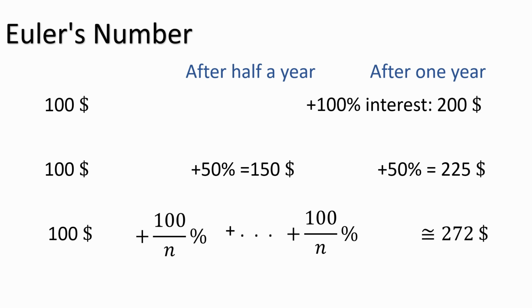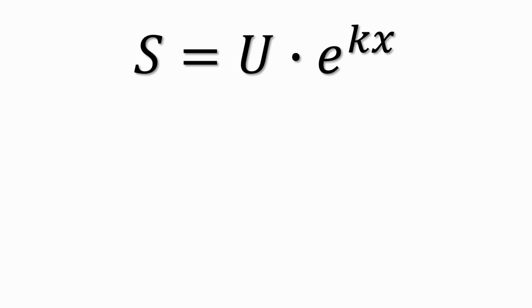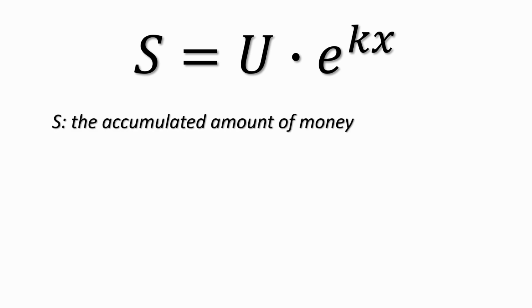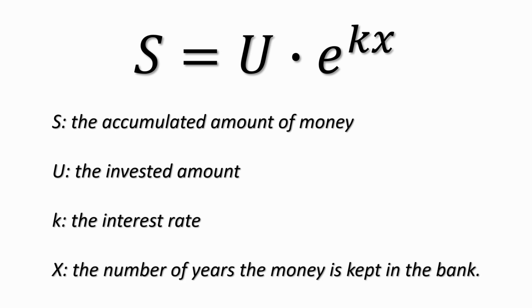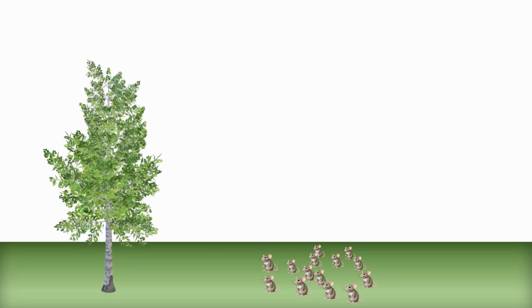Thus, at 100% annual interest rate, the maximum amount of money that may accumulate in your account in 1 year would be nearly 2.72 times greater than the amount you invested. The mathematical formula that describes this type of growth is S = U · e^(k·x). Here capital S represents the accumulated amount of money, capital U denotes the invested amount, lowercase k signifies the interest rate, and x indicates the number of years the money is kept in the bank. Your account balance grows exponentially, as does the mass of a growing tree or the number of mice in a population.